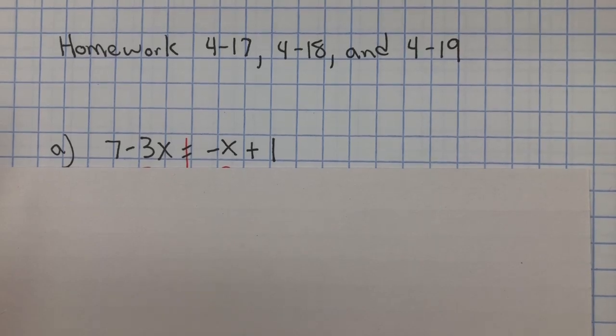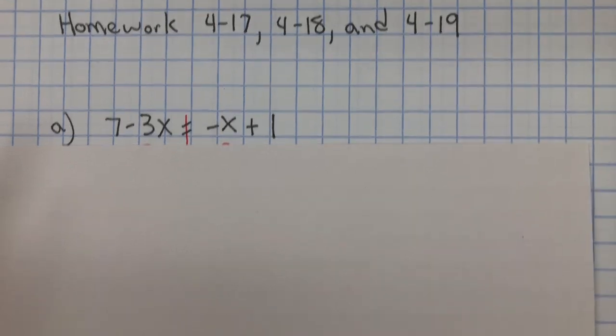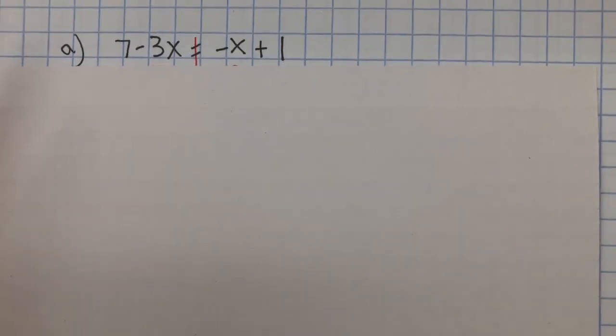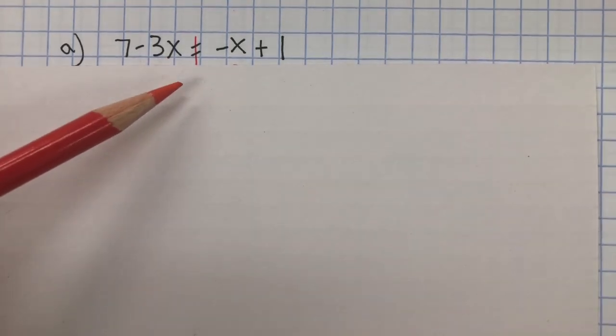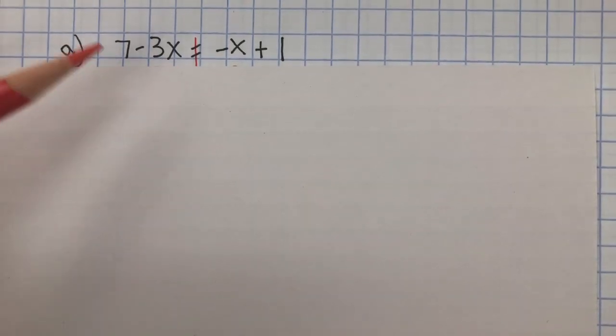This is the homework for 417, 418, and 419. In problem 417, you need to simplify each of the following equations and solve for x. I want to get the variable to one side. I want to know what x equals.